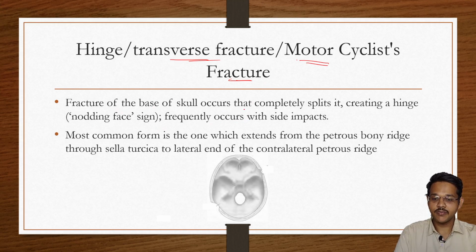This fracture of the base of the skull completely splits it, creating a hinge, and frequently occurs in side impacts. The most common form extends from the petrous bony ridges, from the sella turcica, to the lateral end of the contralateral petrous. So this usually occurs in the petrous bony ridges and accompanies the sella turcica, which is present here, and laterally ends at the contralateral petrous bone. So this causes the bone to get separated into two parts in the form of a hinge.